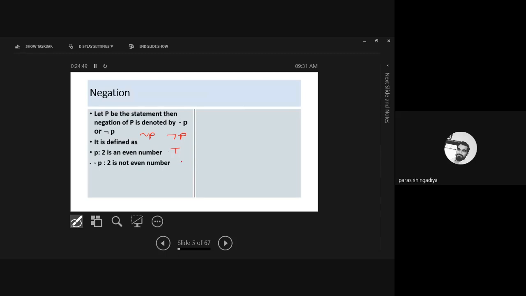So what will be the T? T will convert to F. Clear? If P is T, if its logical outcome is T, then its negation will become false. If it is false, then its negation will become T. So T will convert to F, and F will convert to T in the negation. Is it clear? And here we can consider a truth table.